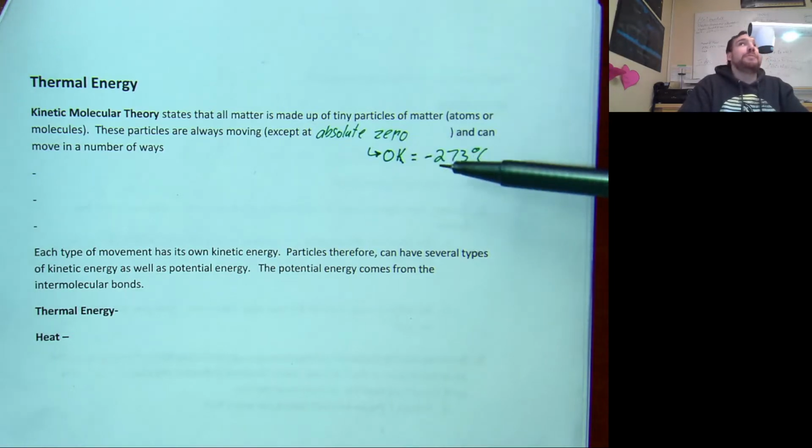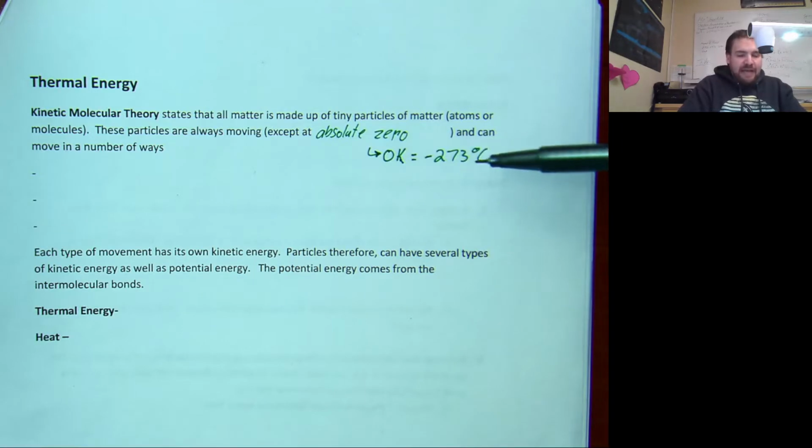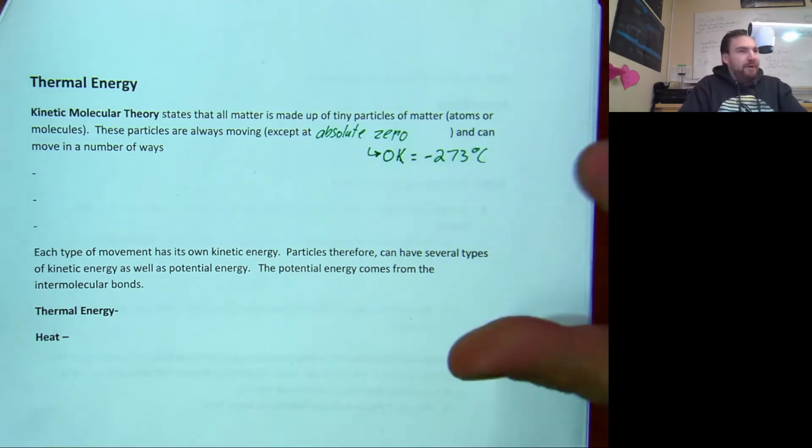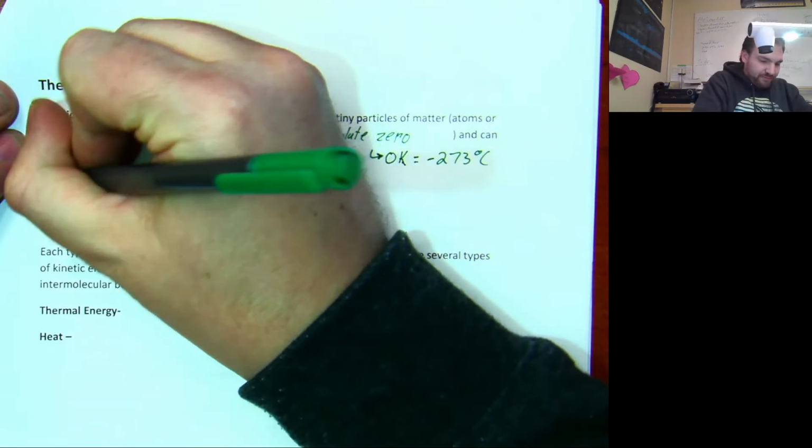These particles are able to move. As you increase your temperature from minus 273 Celsius, these particles are going to start moving in a bunch of different ways, well, 3 different ways specifically. What are the 3 ways these things can move? Actually, yes. We'll call that translational motion.